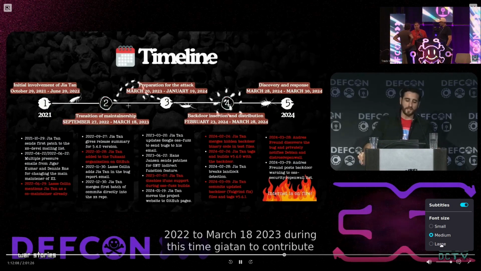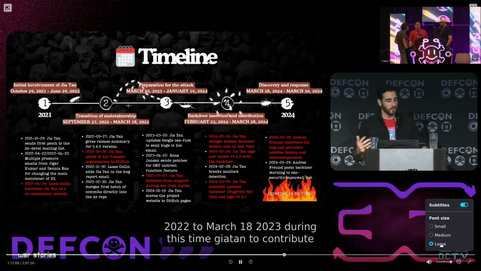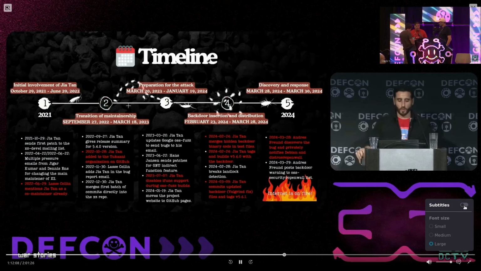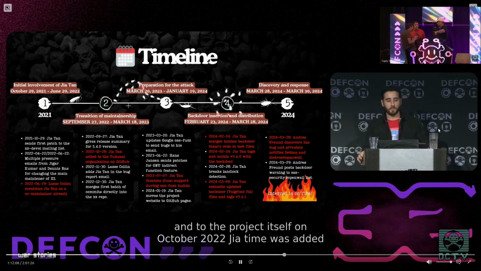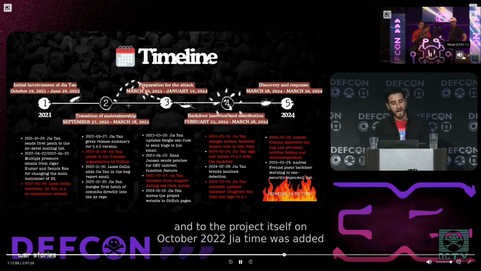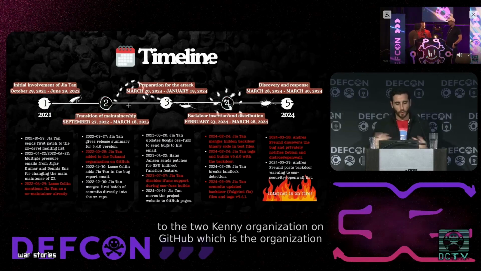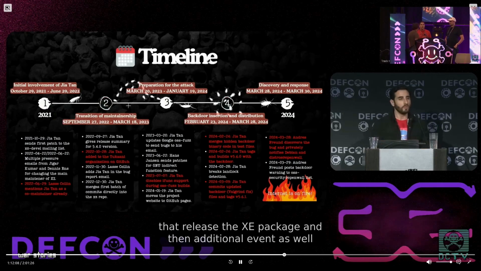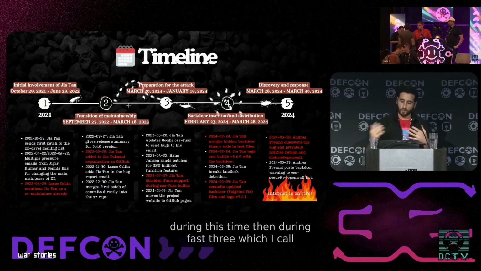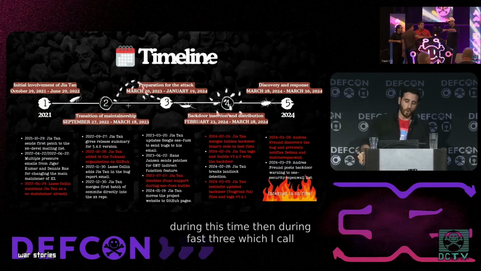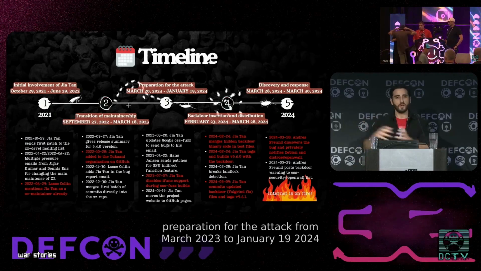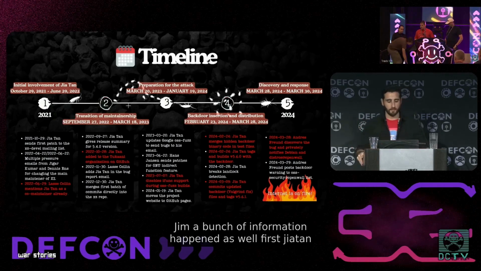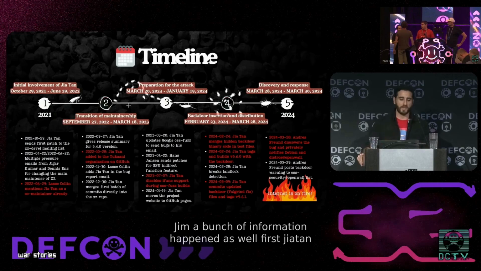And on June 29 of 2022, Lasse Collin started to mention Jia Tan as a co-maintainer already. Then in phase 2, which I call transition of mentorship, from September 27 of 2022 to March 18, 2023, Jia Tan continued to contribute to the project, to gain trust with the main maintainer and with the project itself. In October 2022, Jia Tan was added to the Tukaani organization on GitHub, which is the organization that released the XZ package. And there was an additional event during this time as well.